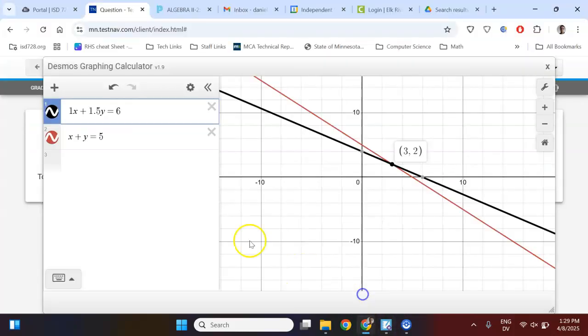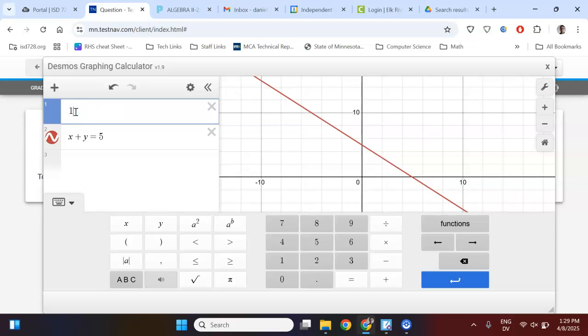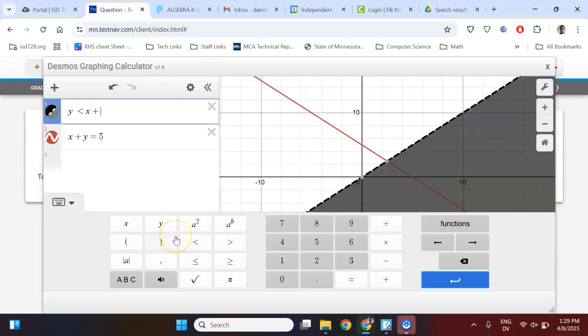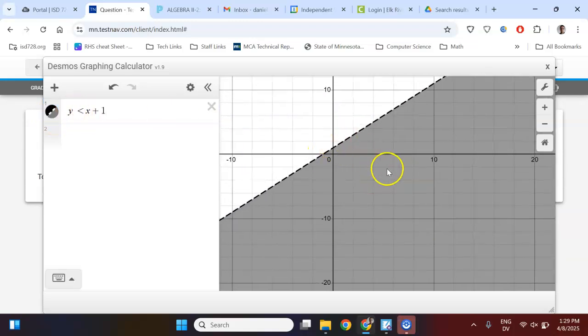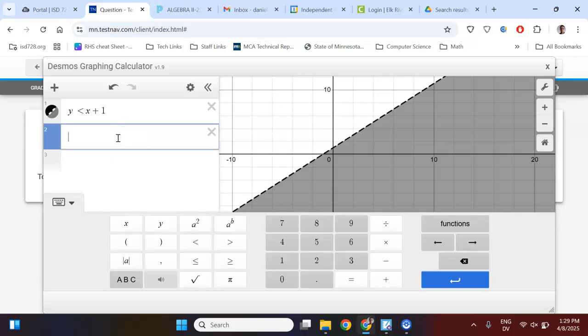So if you want to practice typing them in here with me, it's just y, and then the symbols are down here. So I'm going to do y less than x plus 1, and you can see it makes a nice graph shaded below. So just to review this anyways, it's a dotted line because there's no equal to here. If it was equal to, it would be a solid line. And then you shade below because the mouth is facing away from y, so y is little, so you shade below. So that's what you're seeing there.